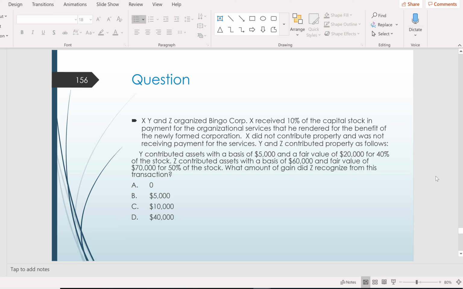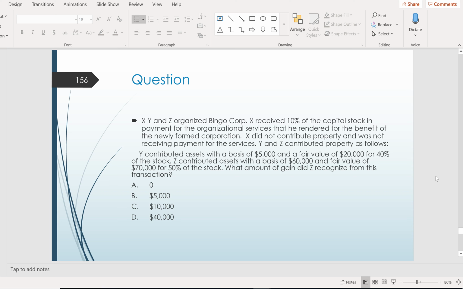So the question is, what amount of gain did Z recognize? Well, we got to see what Z put in. It looks like Z, if we skip down, contributed assets with a basis of $60,000 and a fair value of $70,000 and got 50% of the stock. Well, as long as they meet the 80% rule, Z's not going to recognize any gain. So the answer is going to be 0 because they meet the 80% rule.